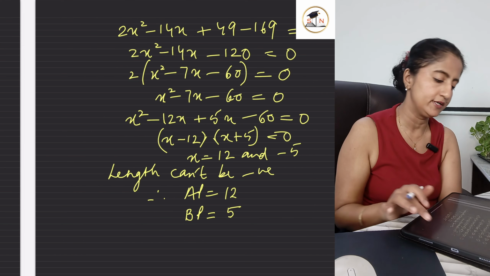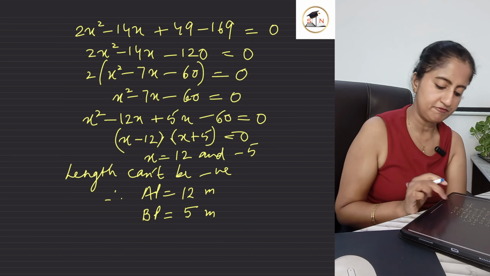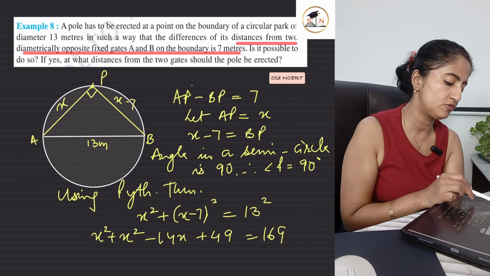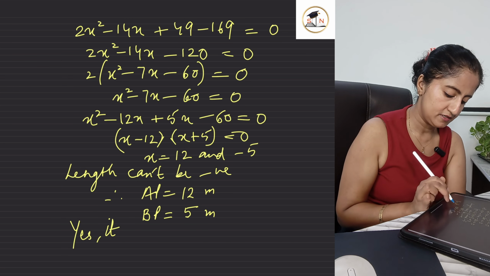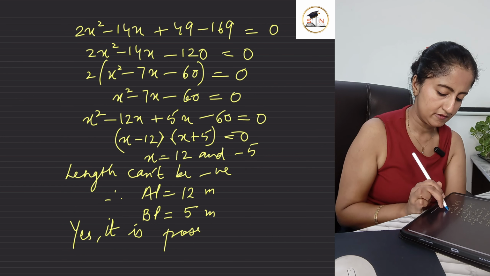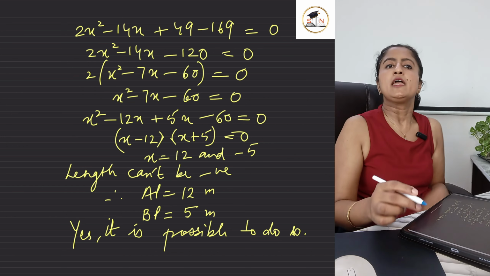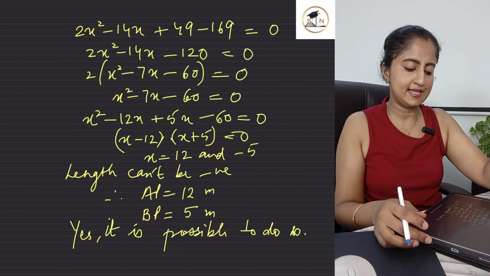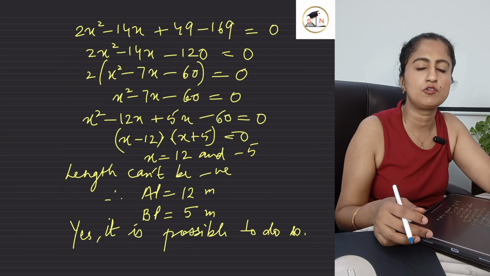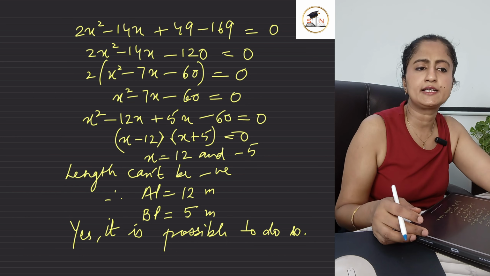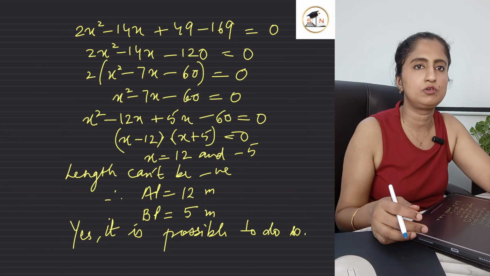Now I'm not sure of the units. Let's confirm meters, right? So 12 meters, 5 meters. The question was, is it possible to do so? And we will write, yes, it is possible to do so. Okay guys, if such kind of questions exist as a part of the bigger question where they are asking about the possibility, you have to answer with yes or no, because whatever is the answer, whether it is yes or whether it is no, you have to mention that because it carries marks. Do not forget to acknowledge that.